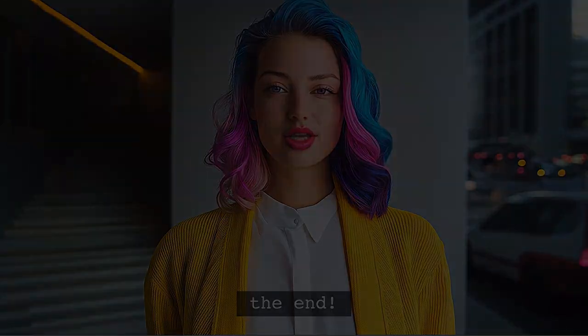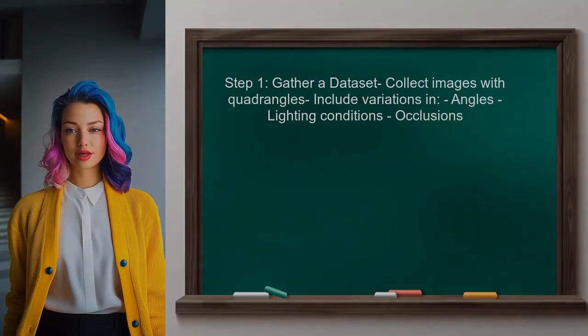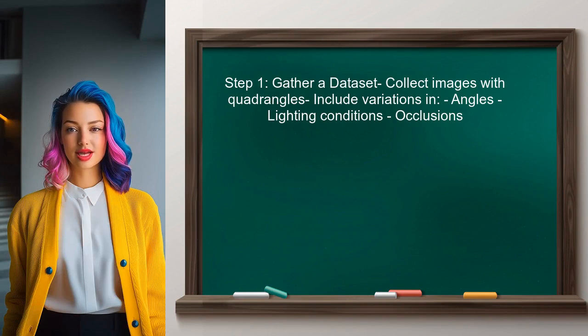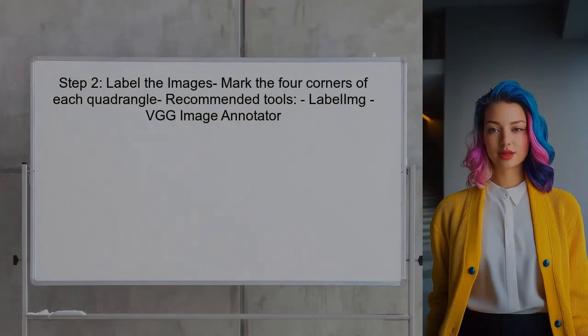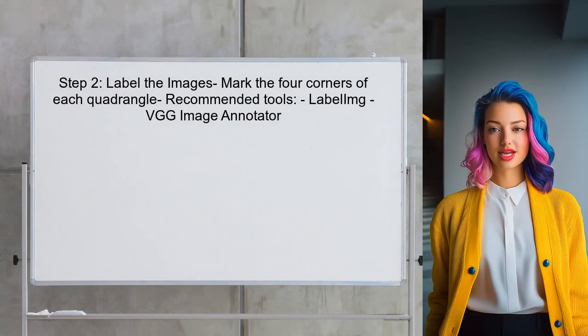about this problem. To begin with quadrangle detection using convolutional neural networks, the user should first gather a dataset of images containing quadrangles. This dataset should include various angles, lighting conditions, and occlusions to ensure robustness. Next, the user should label the images in the dataset. This involves marking the four corners of each quadrangle in the images. Tools like LabelImg or VGG Image Annotator can be helpful for this task.